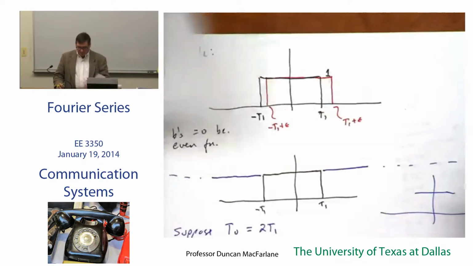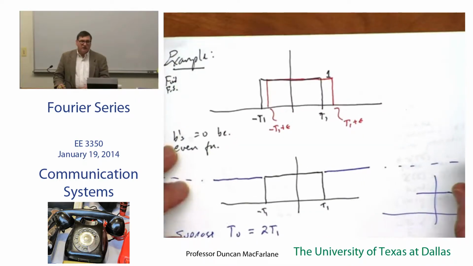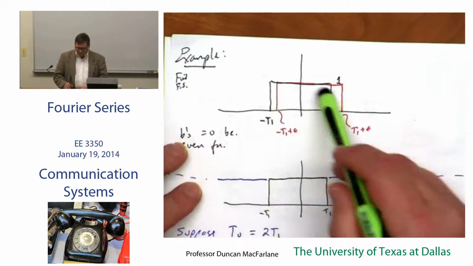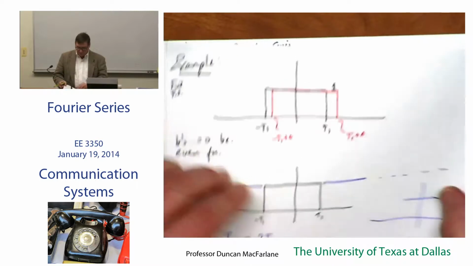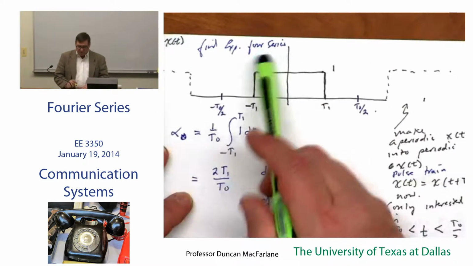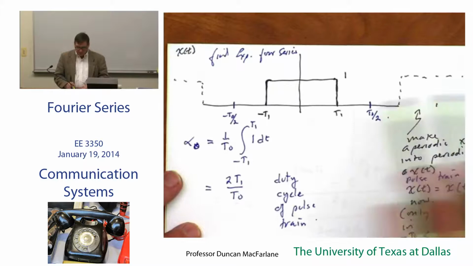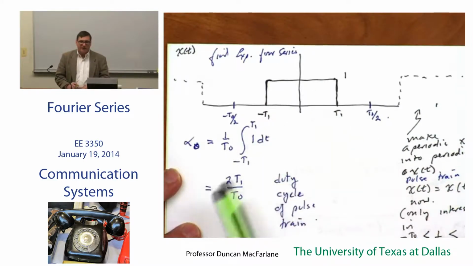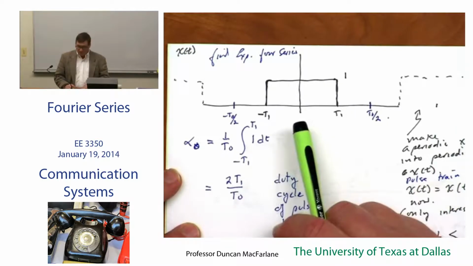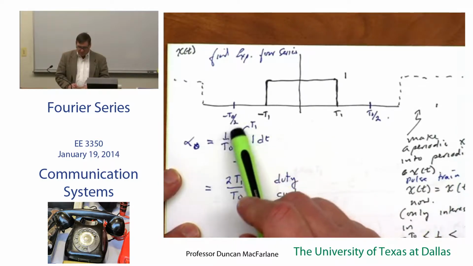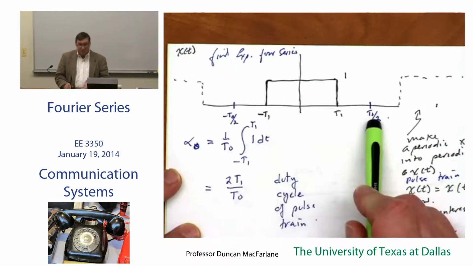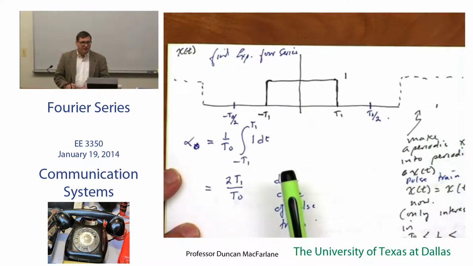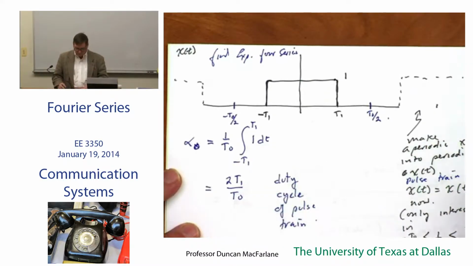A couple examples. The example we were working on when we quit last time was a rectangular pulse, and we were working through the exponential Fourier series. So we have a rectangular pulse. The width of that pulse is 2t1, and it's centered on the axis to make it a nice even function. We said it was periodic with a period of capital T naught. So every capital T naught, the pulse repeats.